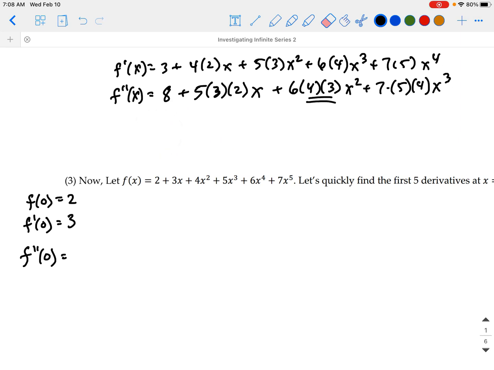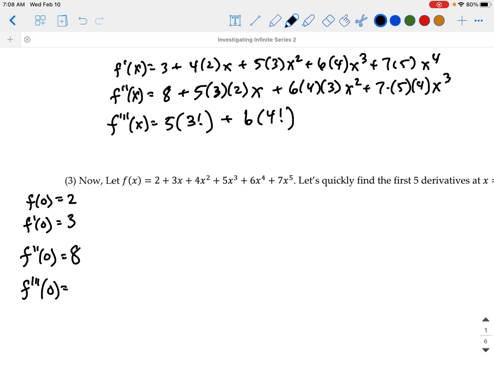So there's this factorial behavior going on in the background here. So we'll get 8. So for f triple prime of 0, we're going to get 5 times 3 factorial, so 3 times 2 times 1, plus 6 times 4 factorial.